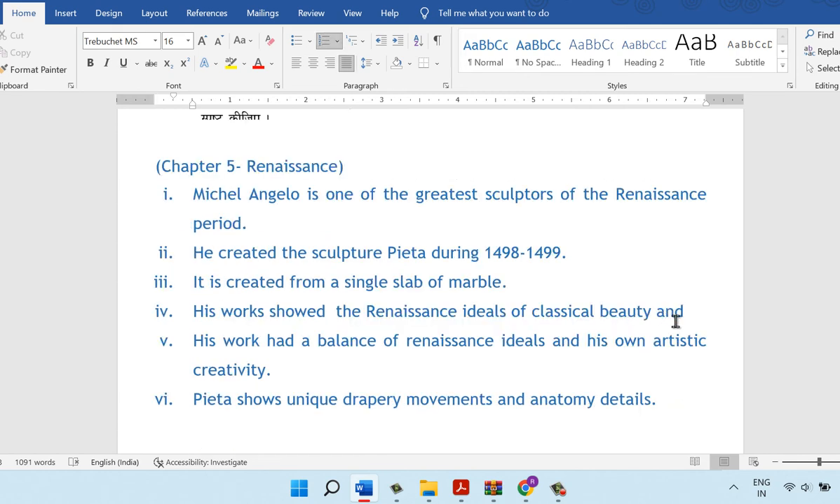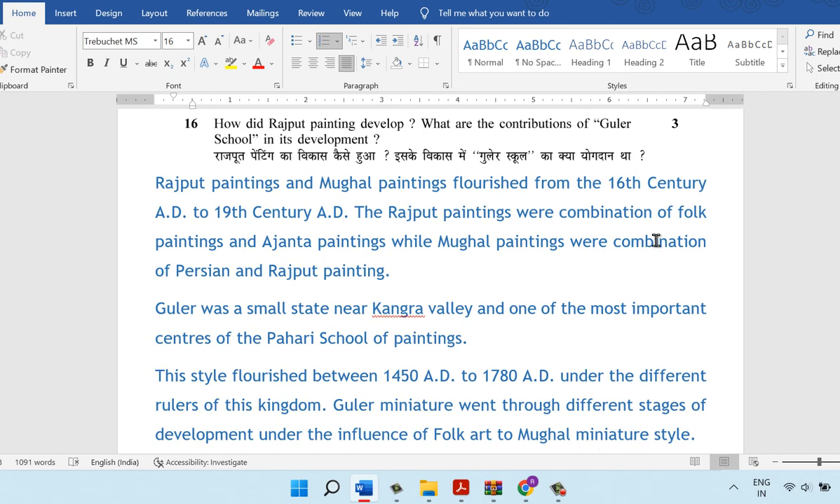His work showed the Renaissance ideals of classical beauty. It had a balance of ideals and his own artistic creativity. Pieta showed unique drapery movements and anatomy details. Hence, he is considered as one of the greatest sculptors of the Renaissance period. Question number 16. How did the Rajput painting develop? What are the contributions of the Guler school in its development?